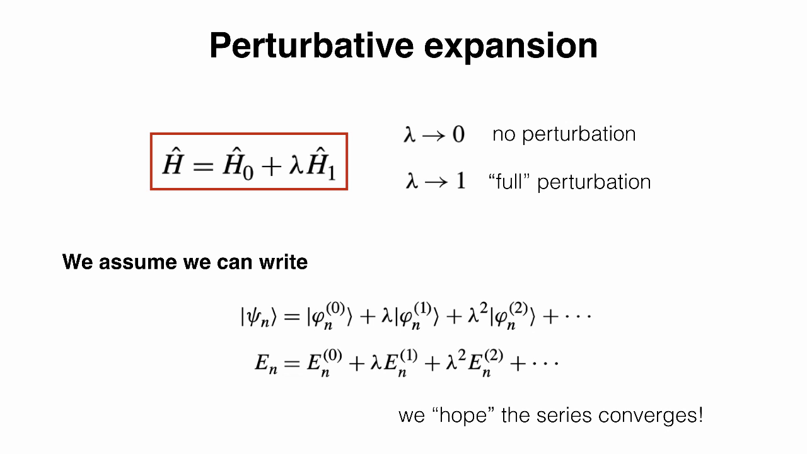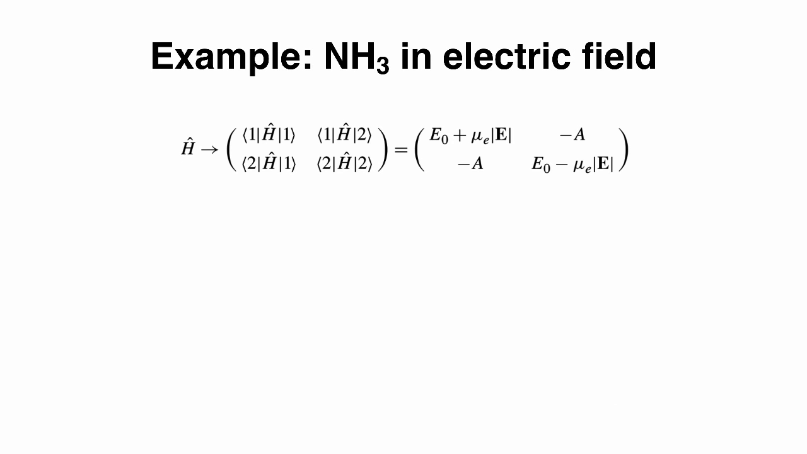We are going to do the same thing for the energies, and for the energies we're also going to suppose that the energy can be expressed as a series of the power of lambda, and of course we hope that the series converges. Okay, so remember when we look at the ammonia molecule in the electric field, we find that the Hamiltonian in the basis 1, 2, remember the basis 1, 2 is when the nitrogen atom is either above the plane or below the plane.